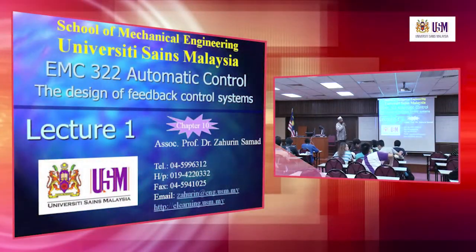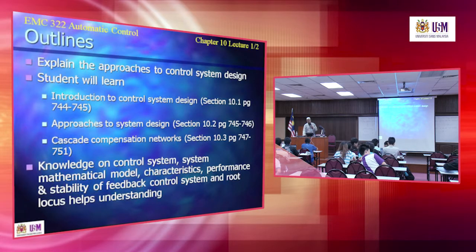I think before this, in chapter 7, we have already done a little bit of parametric design using the root locus. And this chapter is specifically talking about the design of feedback control system. I will explain the approach to control system design, this is section 10.1, and then section 10.2, approach to system design, and then we talk about the cascade compensation network, 10.3. So this is what we will cover in this lecture today.